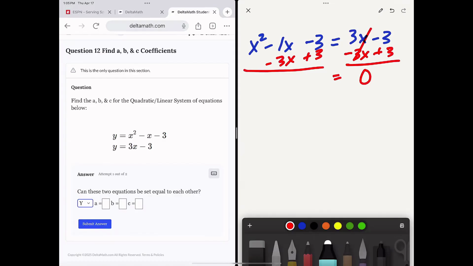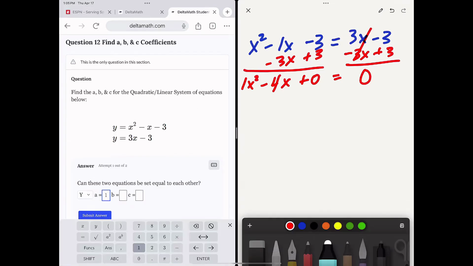So this is going to be 1x squared. A negative 1 minus 3 is going to be a negative 4x, and then a negative 3 plus 3 is just going to be a positive 0. So that's what we're going to enter. The A is 1, the B is a negative 4, and the C is 0. Submit it, and it says, nice job.